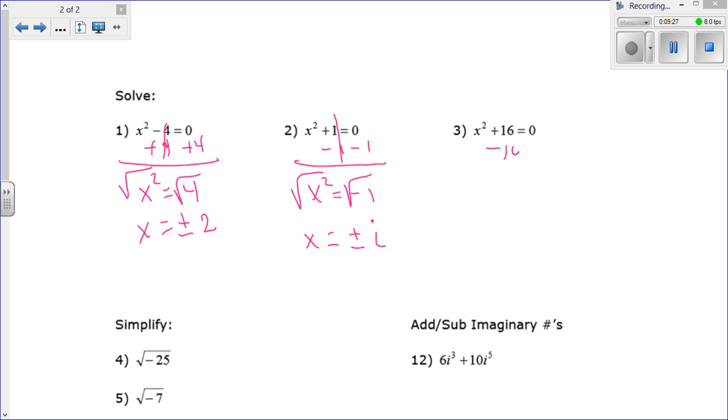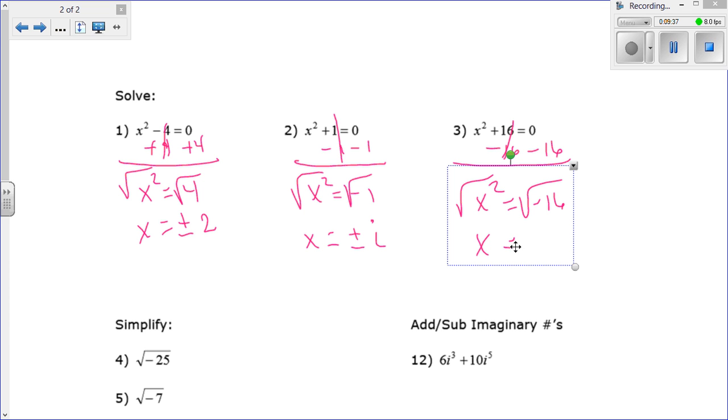Number 3, subtract 16 from both sides. So I have x squared equals negative 16. So I have x equals, because I'm solving, I still need to have my plus or minus. This is like saying negative 1 times 16. The square root of negative 1 is going to be i. The square root of 16 is 4, so it's plus or minus 4i.